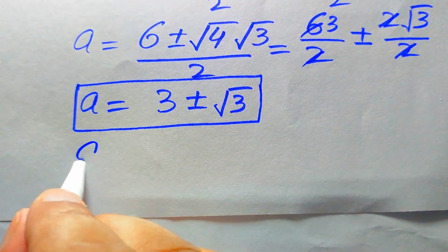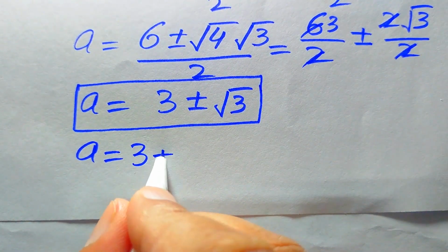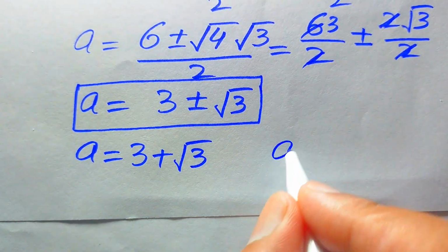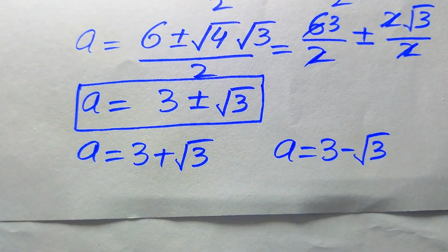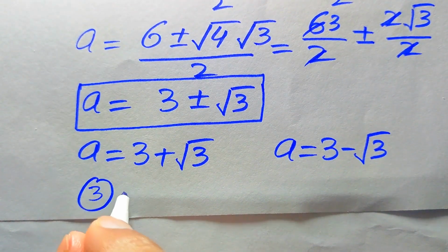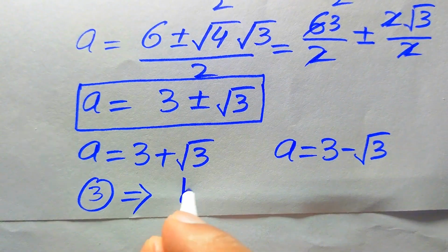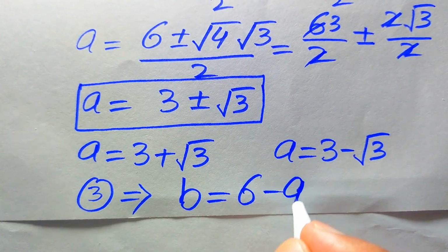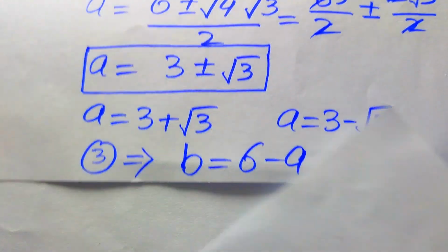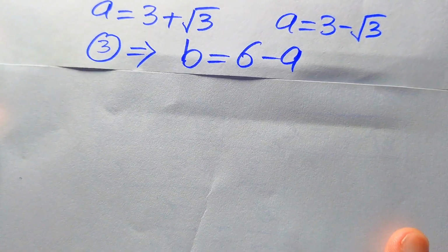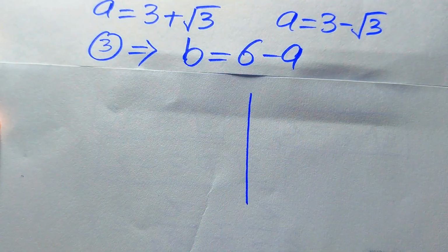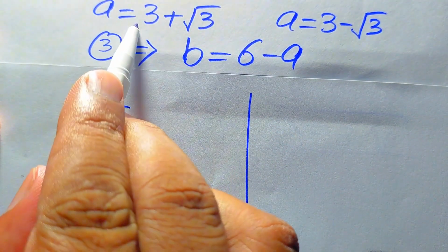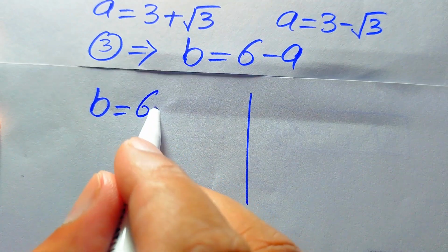So here first we choose the positive value, it is 3 plus square root of 3, and here we choose the negative value, it is 3 minus square root of 3. And now we copy down equation number 3 here. So our equation number 3 is written as b is equals to 6 minus a. And here further we substitute the above both the values of a here, and we get the corresponding value of b.